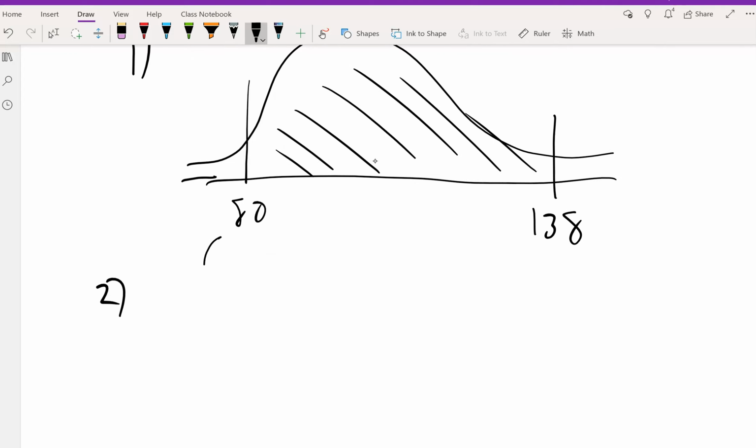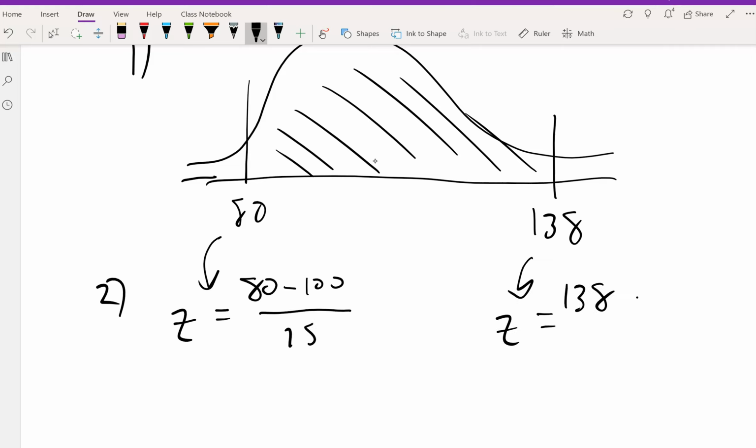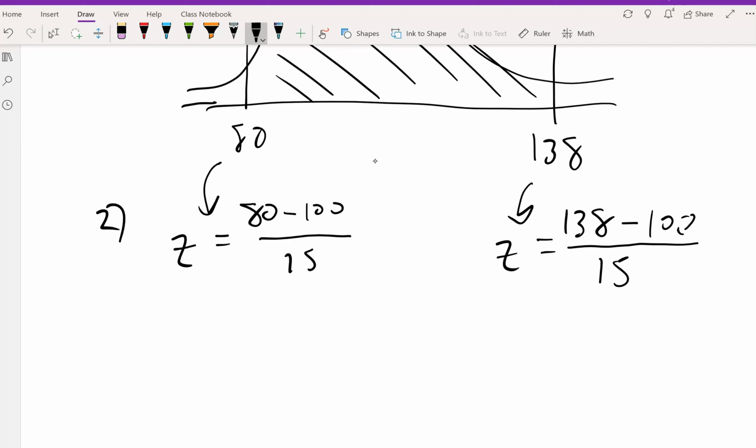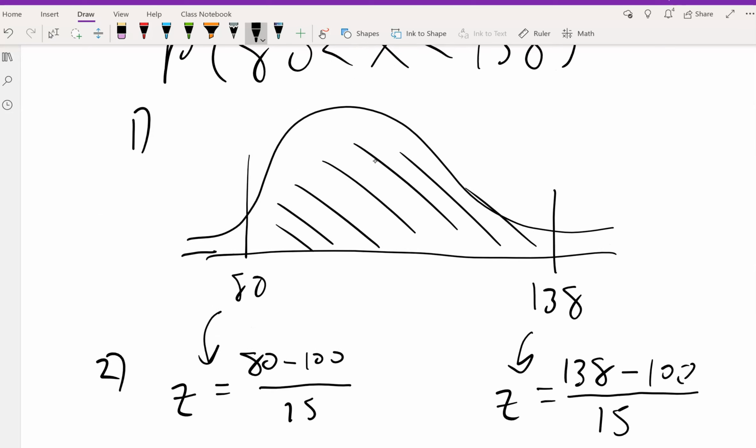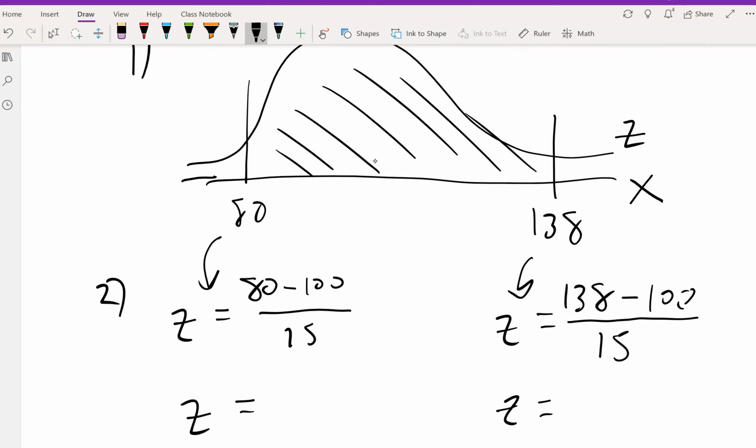Step 2, change these to z. How do I do it? X minus the mu over sigma. How do I change this to z? X minus the mu over sigma. Think you've heard it enough for me today? I hope. Why do we want the z value? Because we have a table for the z value. Again, here's the x, the real life. Sitting above it is the z curve. I'm trying to find the matching z values for each of these x values.